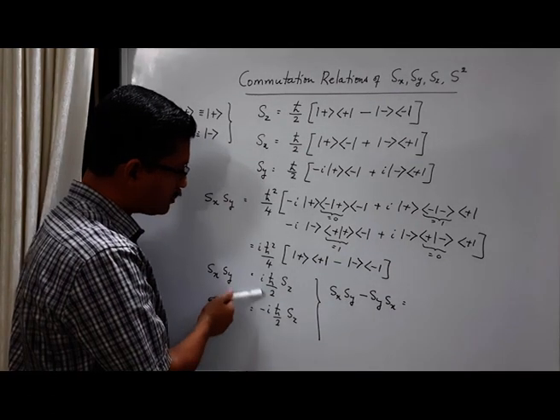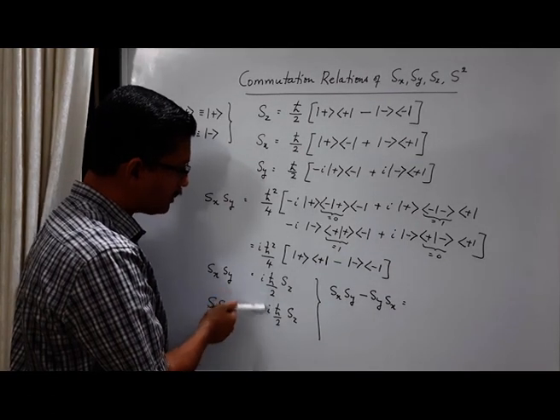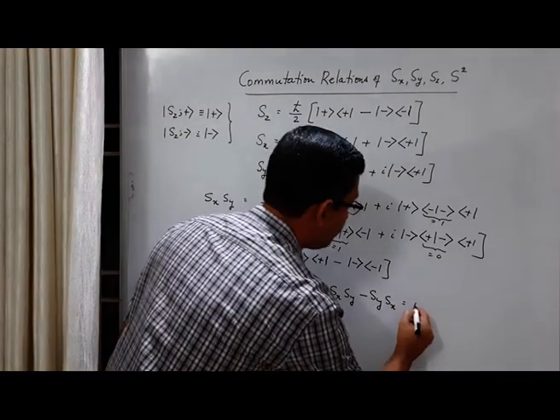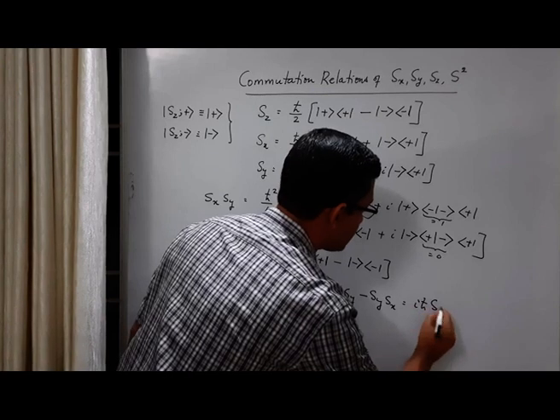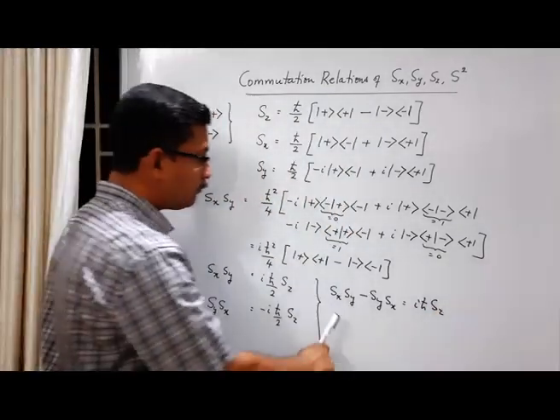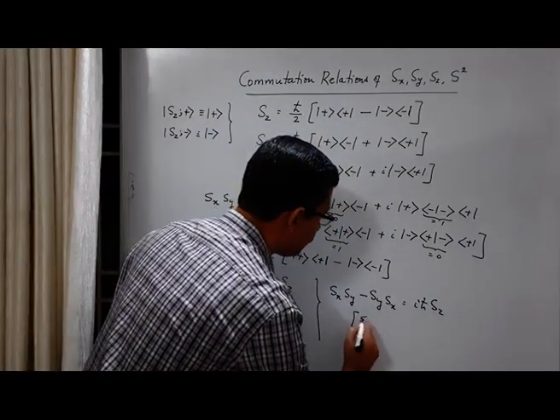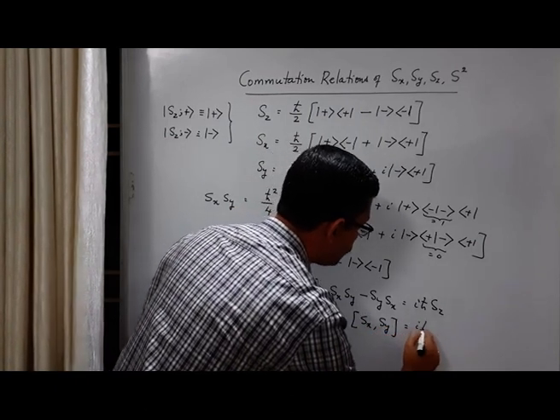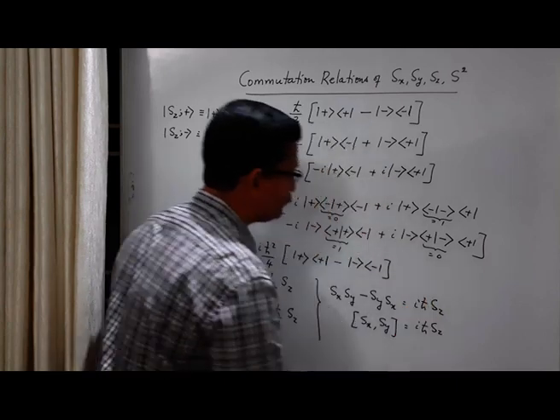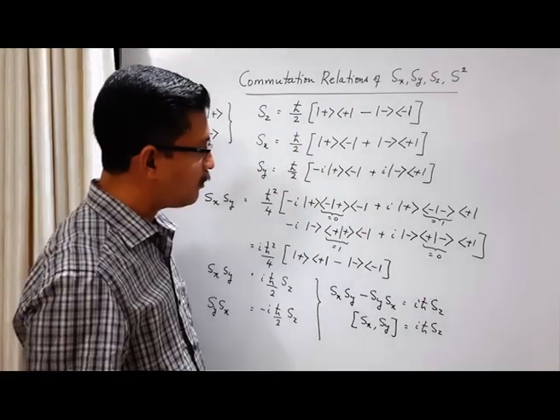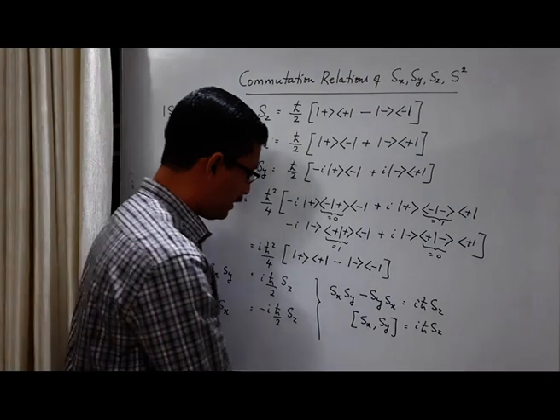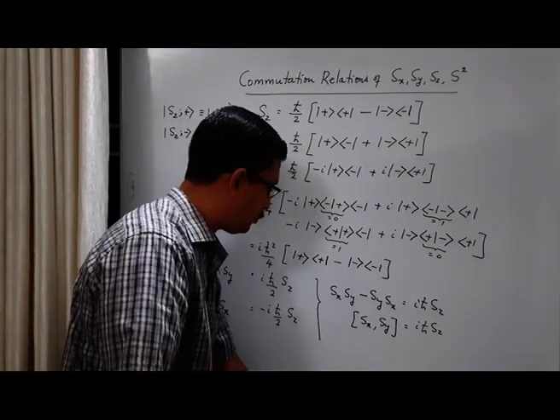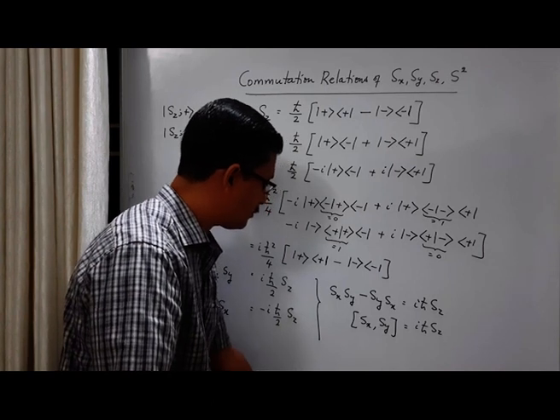So what you get is these two terms' magnitudes are the same, so you get 2iħ/2 Sz. The 2 will cancel, and what you get is iħ Sz. Now this is the commutator [Sx, Sy], that is equal to iħ Sz. So we have established the commutation relation between Sx and Sy, and that's equal to iħ times Sz.